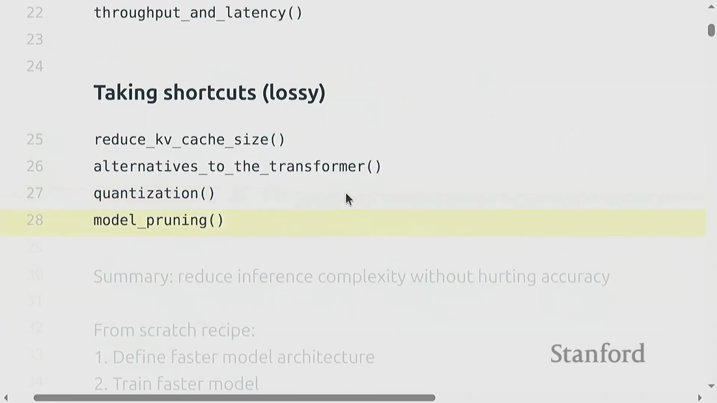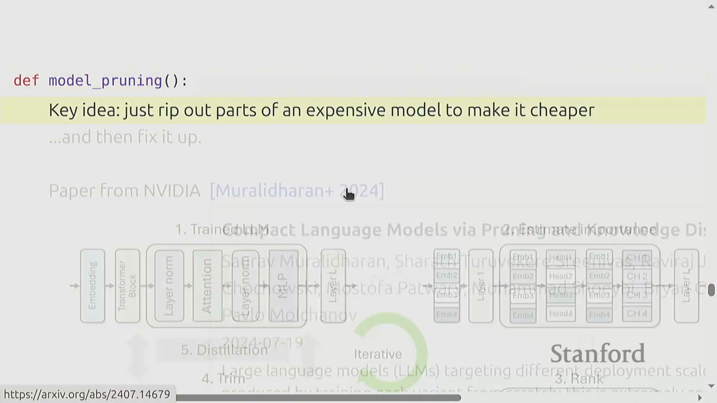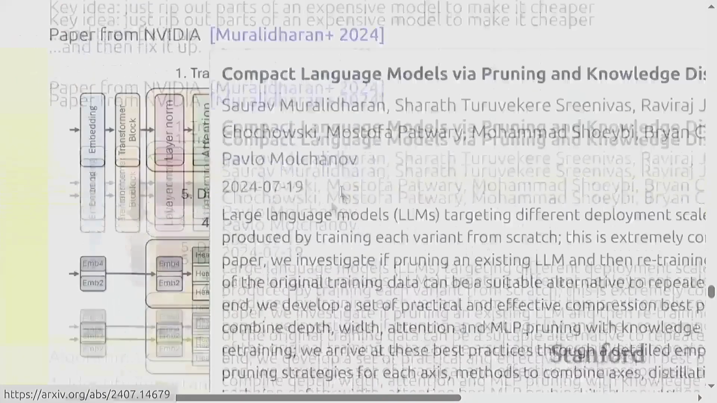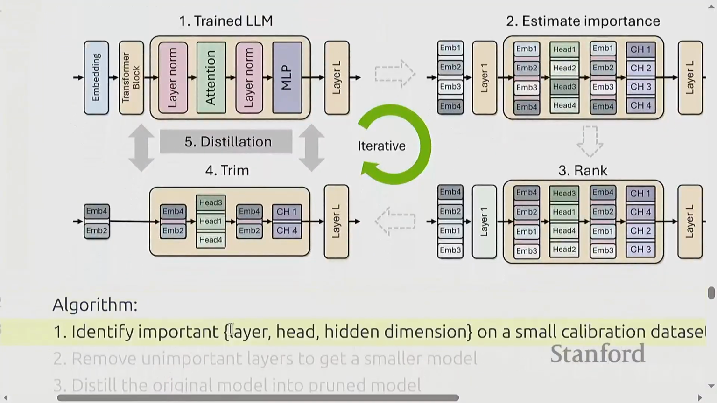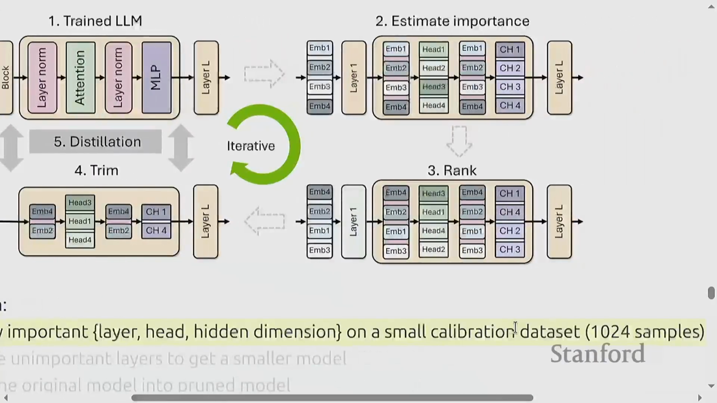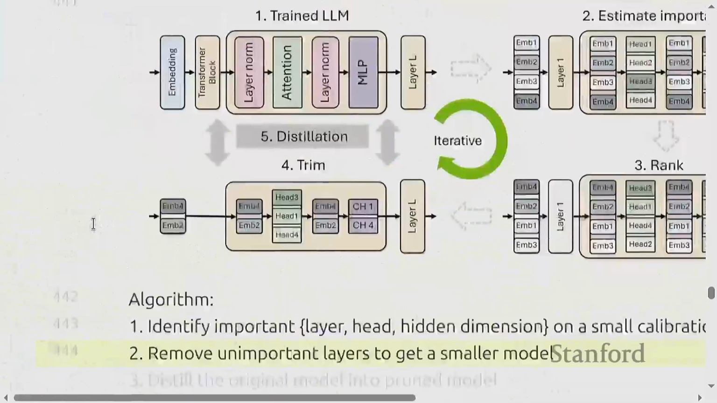Okay, let's talk about model pruning. The idea is very similar to quantization. The basic idea is very simple. You just rip out parts of an expensive model to make it cheaper, and then you fix it up. So in this NVIDIA paper, what they do is they first identify important layers or heads or hidden dimensions using a small calibration set. They use some simple scores to compute that, and then you just remove the unimportant layers or hidden units or heads.